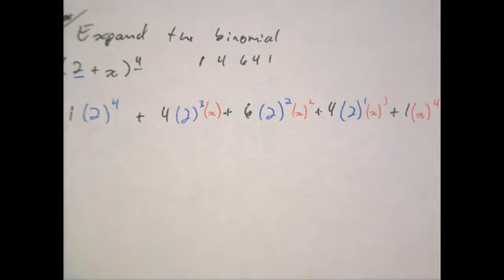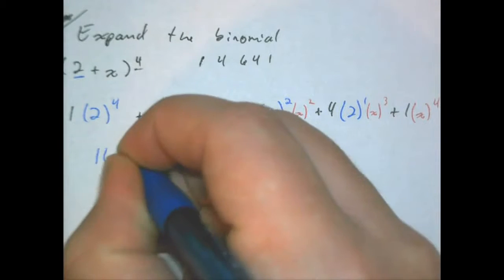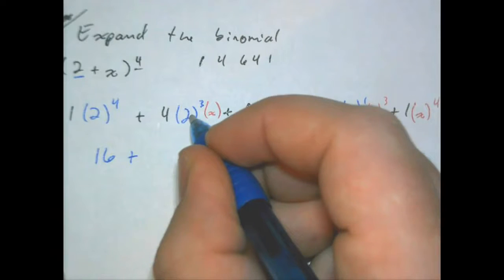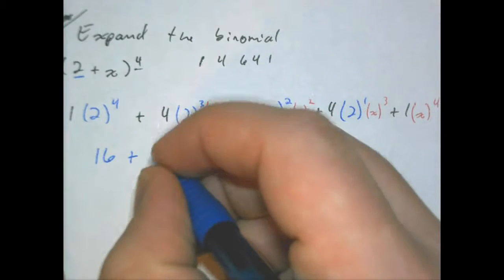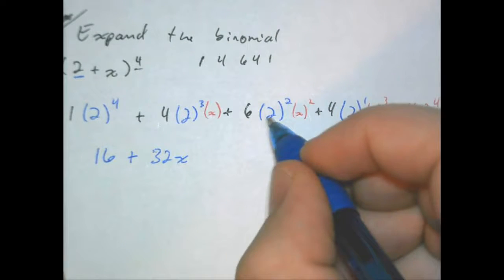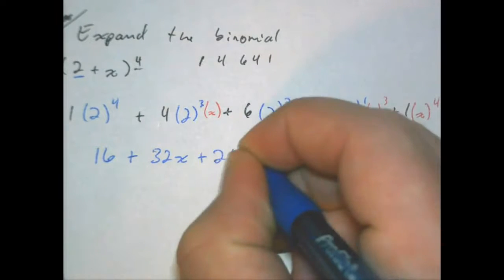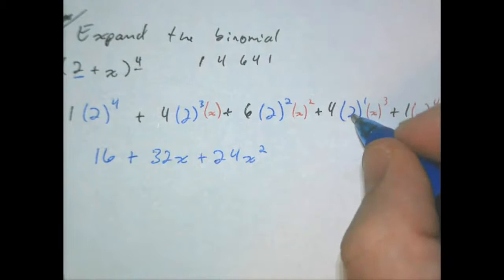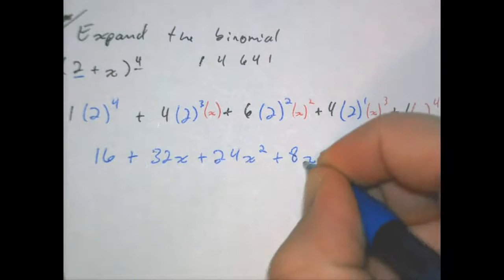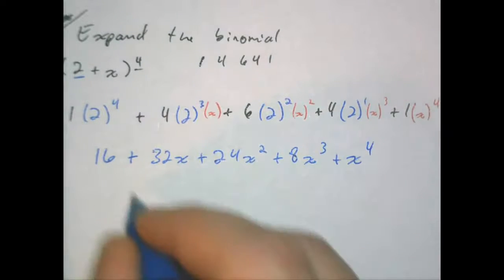So with simplifying these, I have 1 times 2 to the 4th. Well, 2 to the 4th is 16. So I have 16 plus 4 times 2 to the 3rd, 4 times 8 is 32. So I have 32x plus 6 times 2 squared times x squared. So 6 times 4, which is 24. So 24x squared plus 4 times 2 is 8x cubed plus 1 times x to the 4th, so plus x to the 4th. And there it would be all expanded.